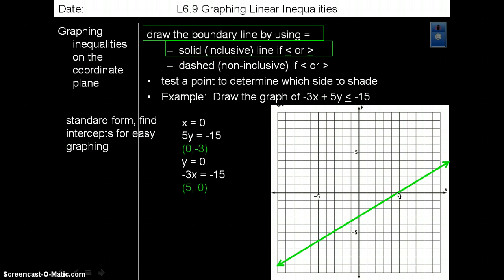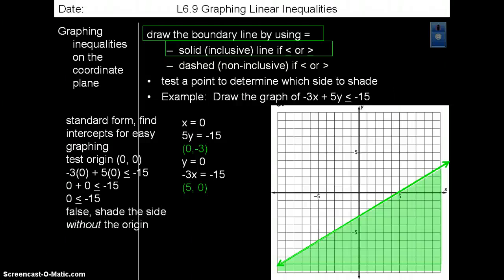And again, this is a solid line simply because it includes the "or equal to" symbol. Going from here, we need to decide: are we shading the above portion of the graph or the below portion? So we'll pick a test point. The easiest test point in most cases is the origin, 0, 0. If we substitute in zeros for both x and y, we get 0 is less than or equal to negative 15, which is false, so we'll shade the side without the origin.